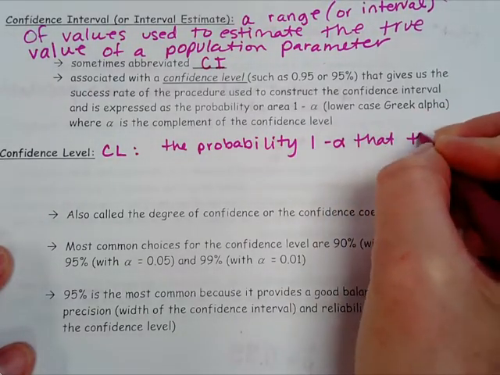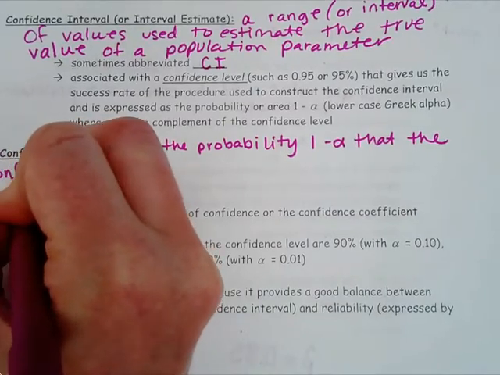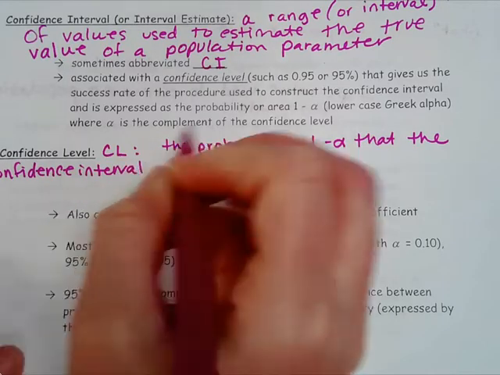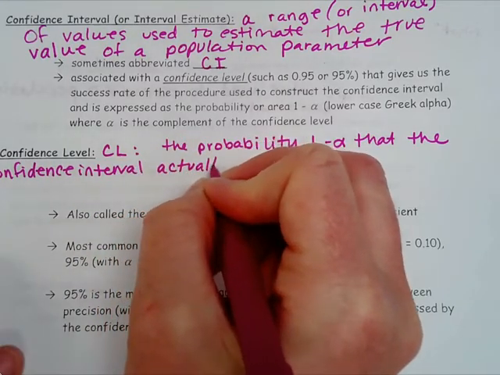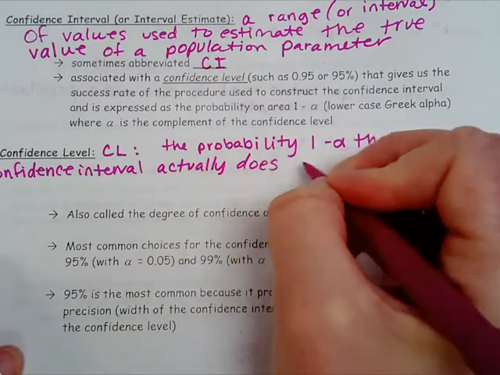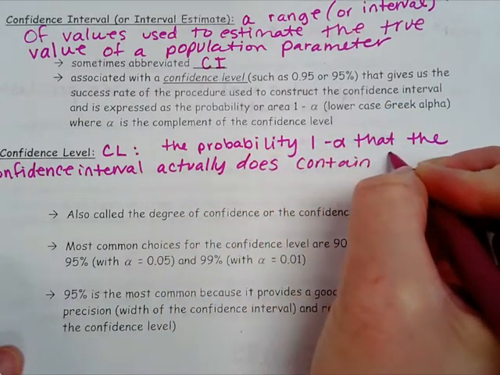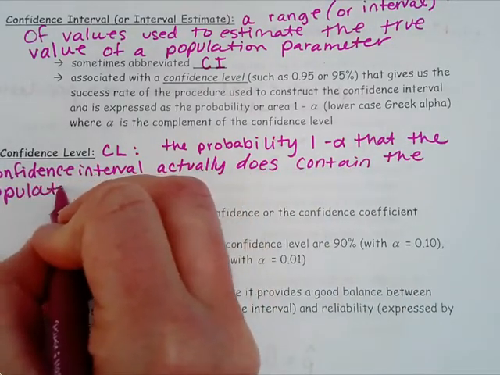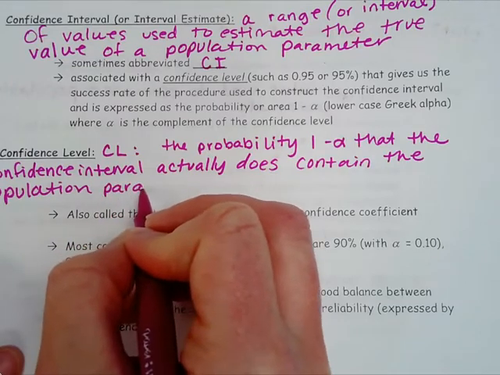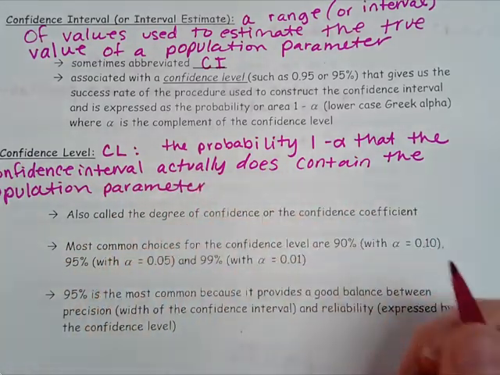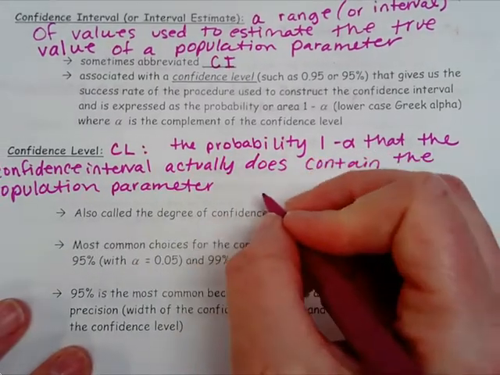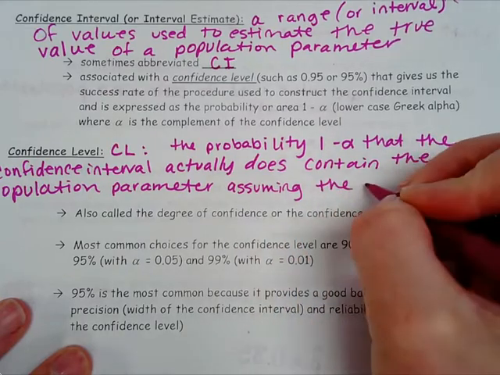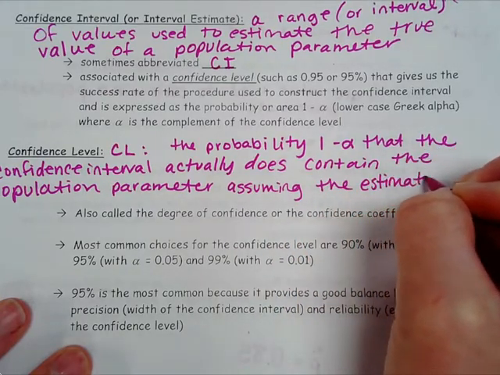That the confidence interval actually does contain the population parameter, assuming the estimation process is repeated a lot.